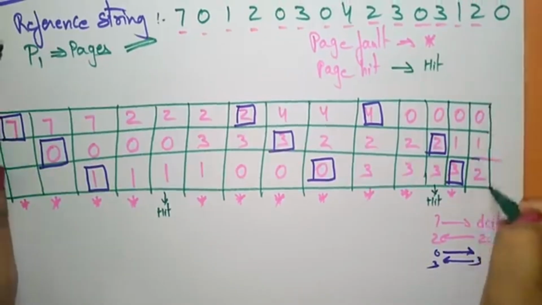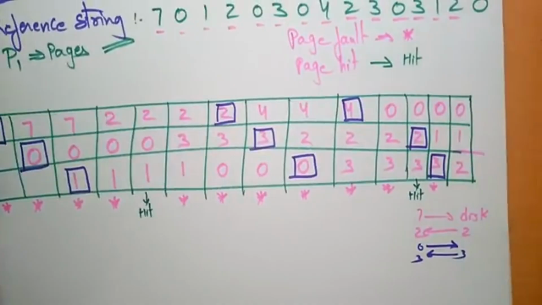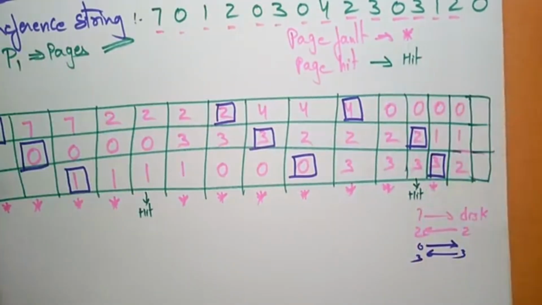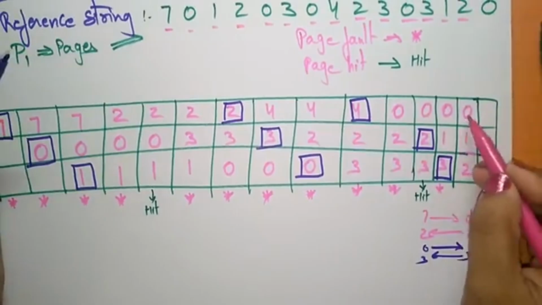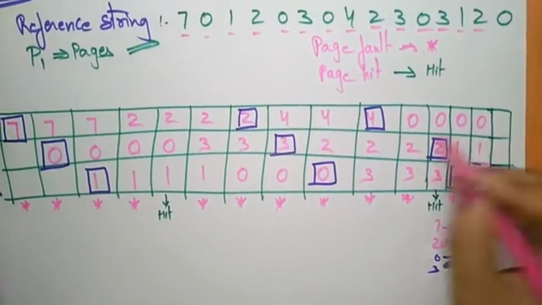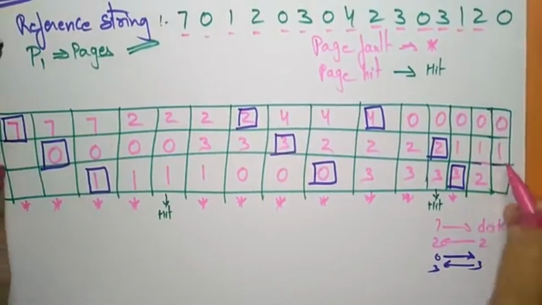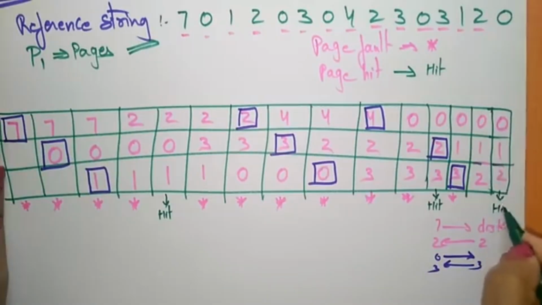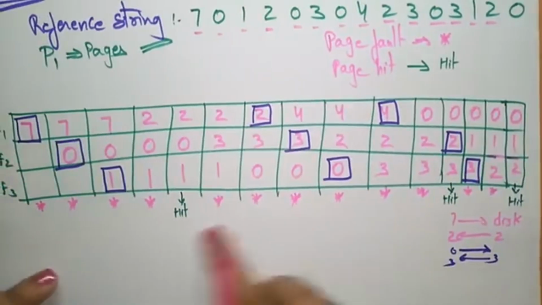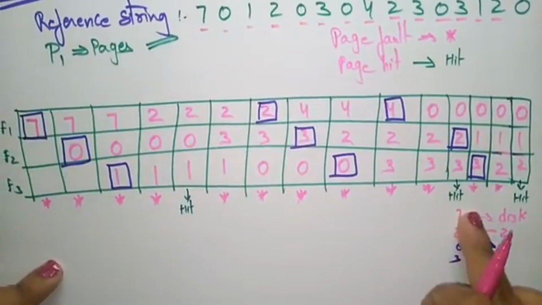Okay. And the last page. What is it? The last page that the CPU is demanding is 0. But 0 is already present in the main memory. So just write it. So this you call a hit. And these are page faults. So the star marks are called page faults and these are the hits.